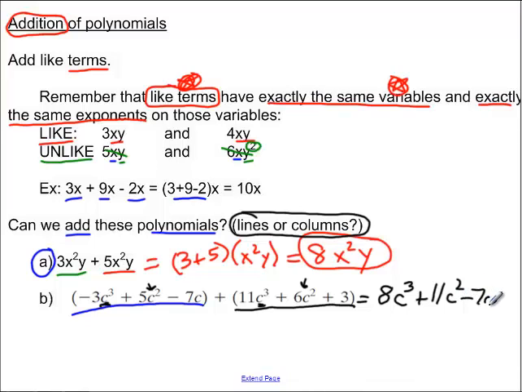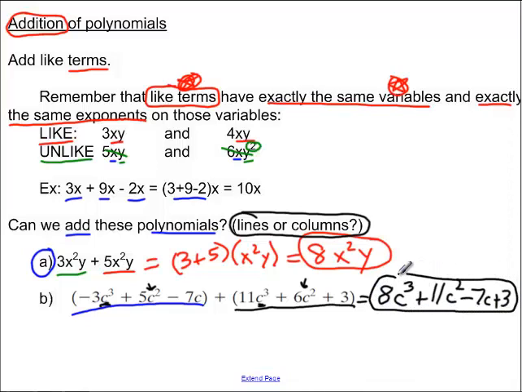Here's a minus 7c to the first power. We don't have to write it down, but we have to understand it's here. Here's a plus 3. And we could write it as plus 3c to the 0th power if we want, but c to the 0th power is 1, and we don't have to write multiply by 1, so there's our answer.